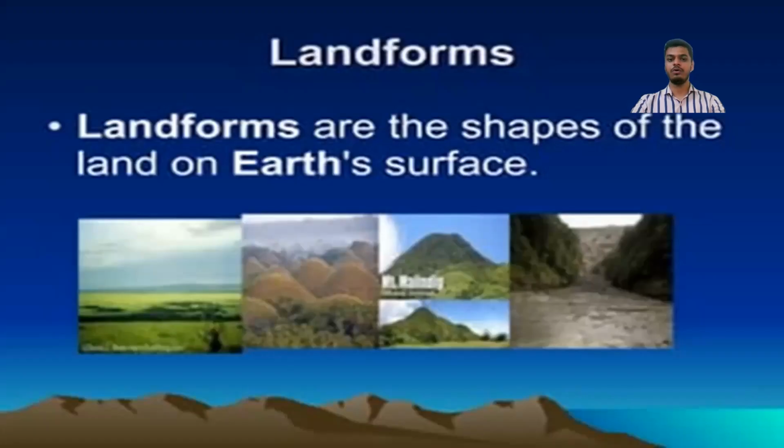So this is what we are talking about, the landforms. Landforms are the shapes of the land on Earth's surface. And most of you have seen the variety of landforms around you. If you have been to the mountains, if you have been to the deserts, or you have seen the flatlands or the greenlands, all these are known as landforms.